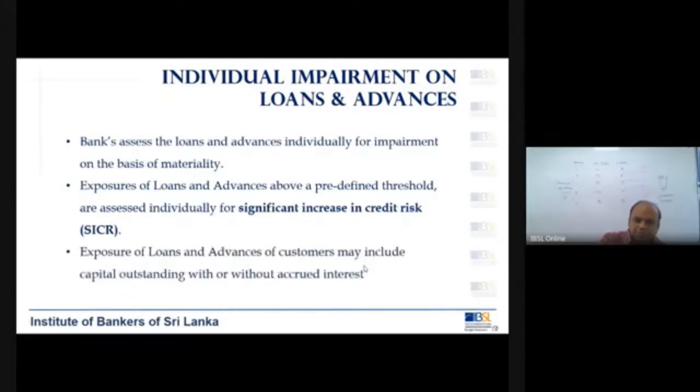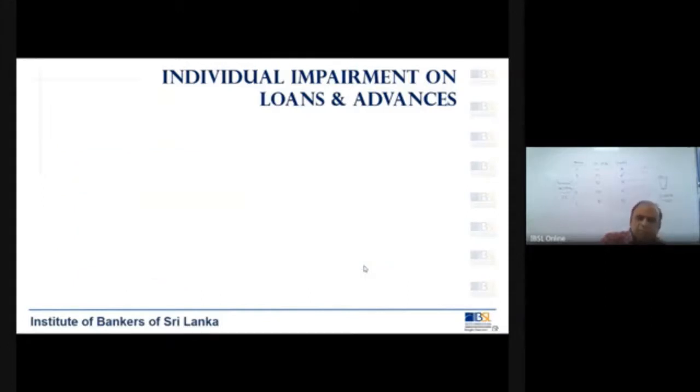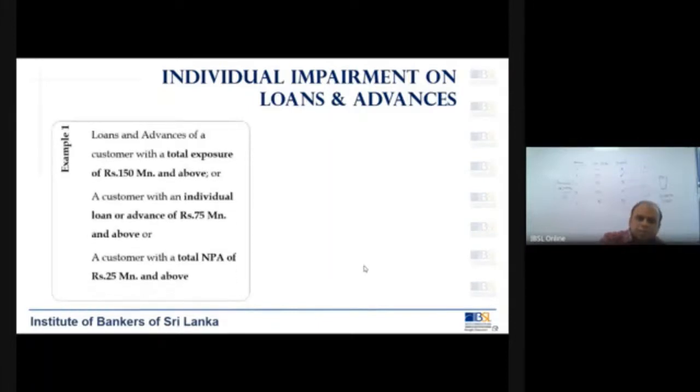Right? And exposure of a loan means the customer's capital outstanding, with or without the accrued interest. So this is what we call amortized cost, the capital and the interest, or without interest. Right? So this is just an example.